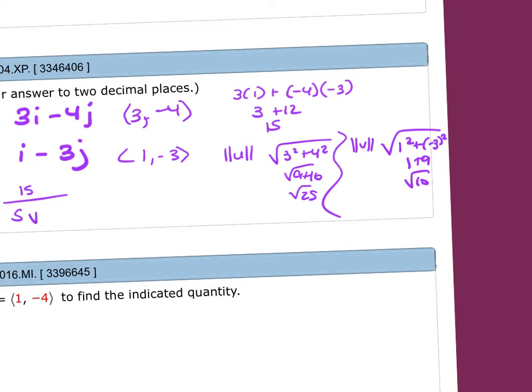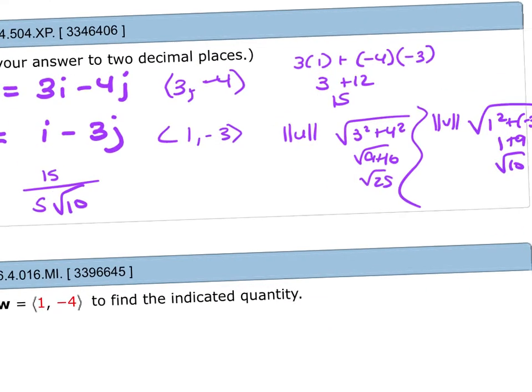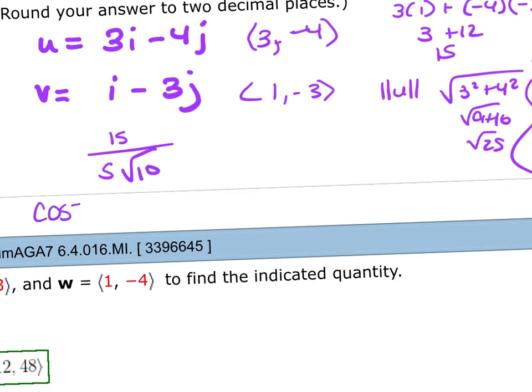So when you type that in the calculator, you're going to do cosine negative 1, open the parentheses, well, it will open the parentheses for you, 15 divided by, and then you have to group together the 5 and the square root 10. So open the parentheses, 5 times the square root of 10, and that's the 18.43.